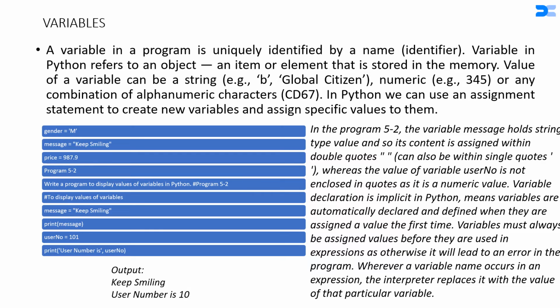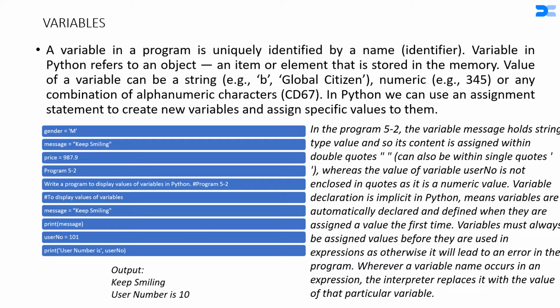Variables. A variable in a program is uniquely identified by a name. A variable in Python refers to an object, an item or element that is stored in the memory. The value of a variable can be a string, for example 'Global Citizen', numeric, for example 345, or any combination of alphanumeric characters like CD67. In Python we can use an assignment statement to create new variables and assign specific values to them. In program 5.2, the variable message holds a string type value and so its content is assigned within double quotes, can also be within single quotes. Whereas the value of variable user number is not enclosed in quotes as it is a numeric value.